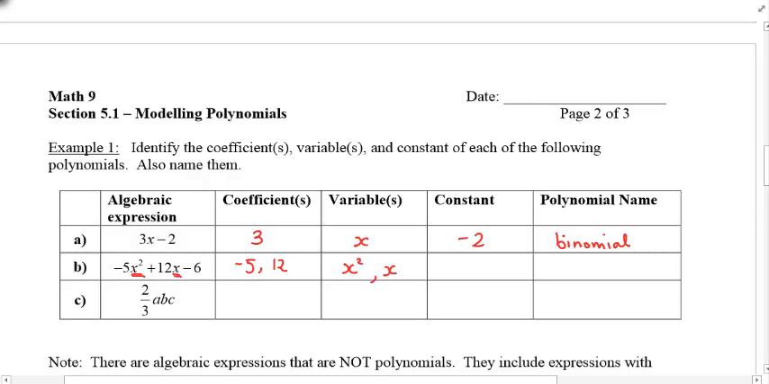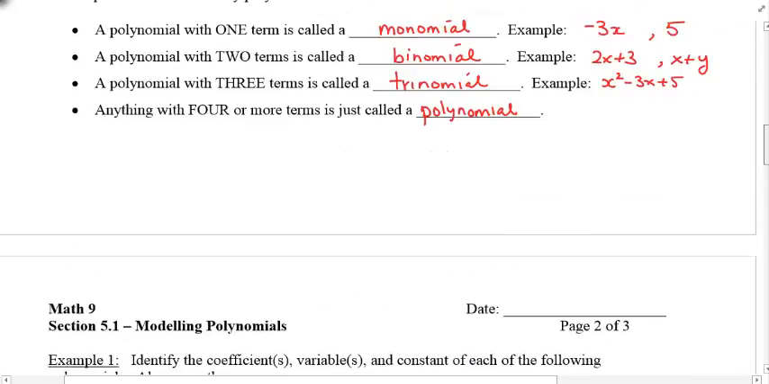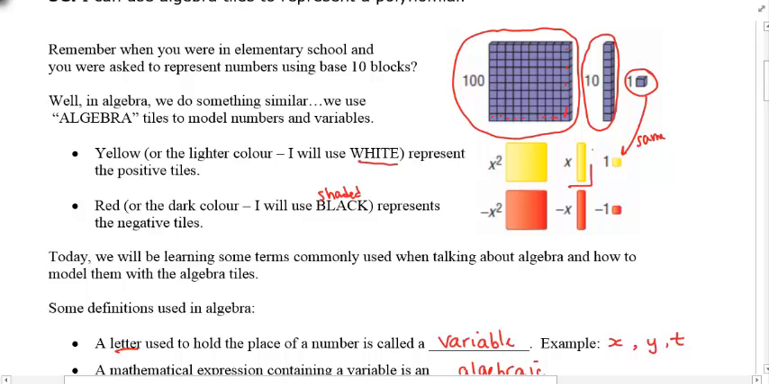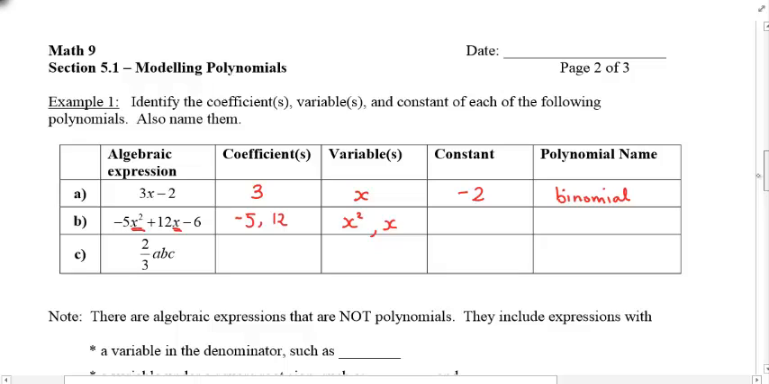You're thinking, Mr. Lee, it's the same letter. I know, but x squared is different than x. Remember the visual of the algebra tile? X is that rod here. X squared is the square. They're 2 different things, so therefore they're different variables. Your constant here is the last number, -6, and because I see 3 terms, this must be a trinomial. Okay? Why don't you try part C then, and then come back and double check your answer with me.